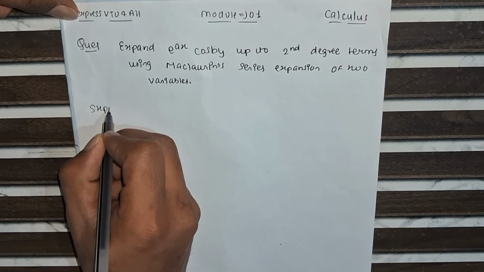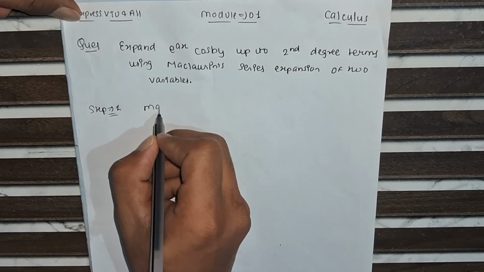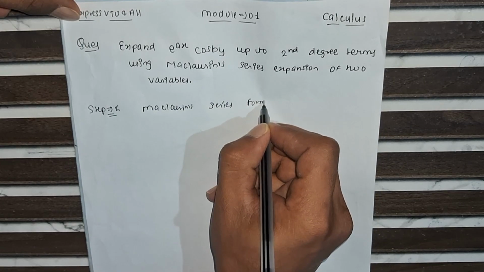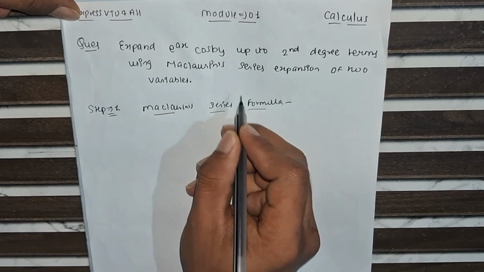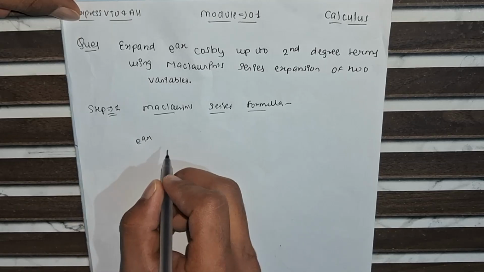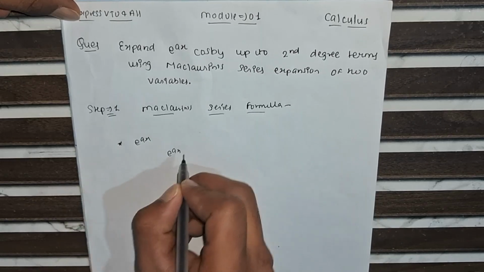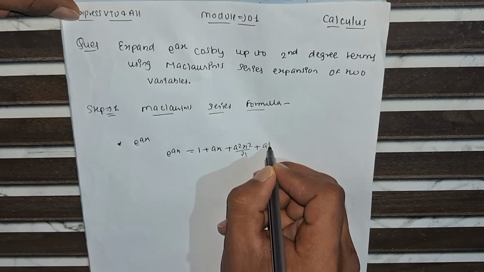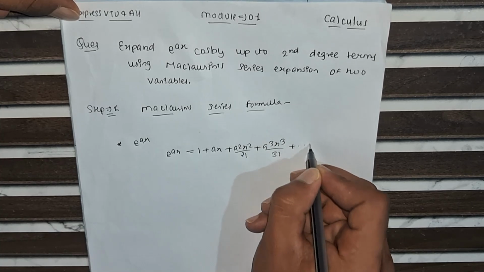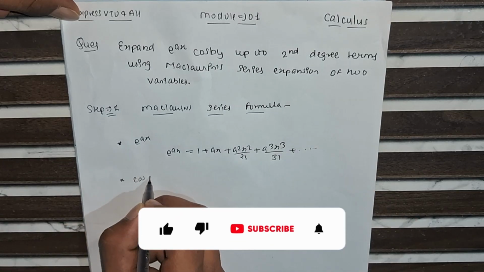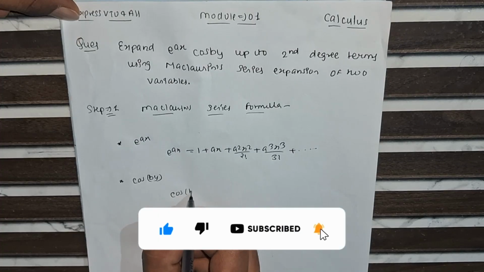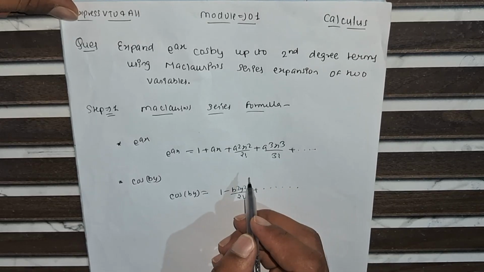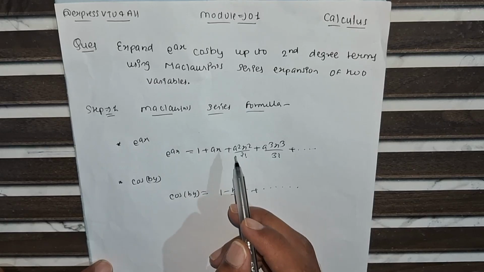Step 1: Maclaurin series formula for both the variables. First we write e to the power ax. e to the power ax equals 1 plus ax plus a square x square by 2 factorial plus a cube x cube by 3 factorial plus up to n terms. For cos by, cos by equals 1 minus b square y square by 2 factorial plus up to n terms. These formulas will be given in the formula book which will be provided during examination.